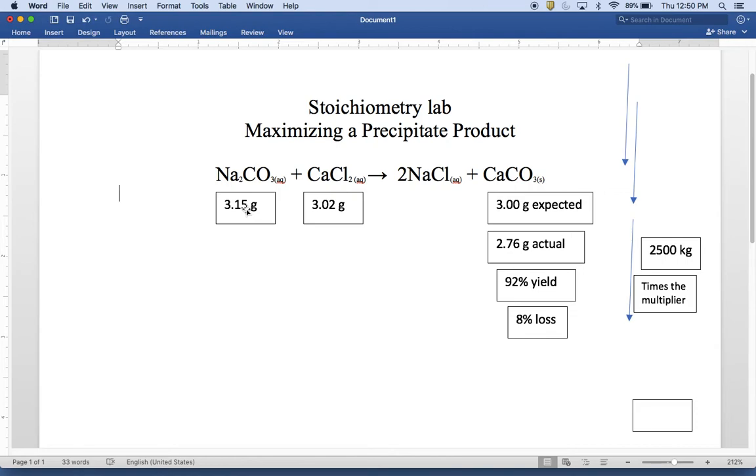One is if you take 3.15 grams of sodium carbonate and you combine it with 3.02 grams of calcium chloride, you expect to get 3 grams, but there might be some loss. Or you can think if you use 3.15 grams of this and 3.02 grams of this, what you're actually going to get is this 2.76 because there is loss.